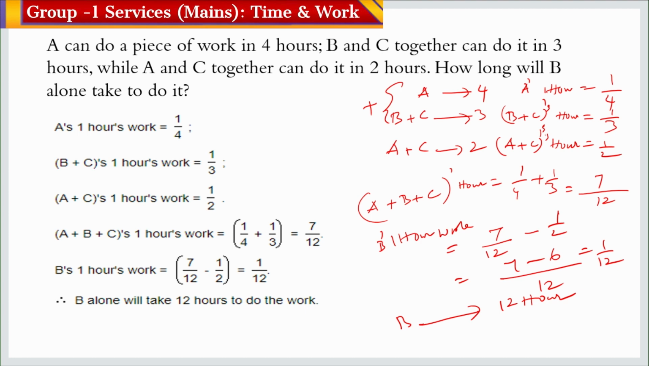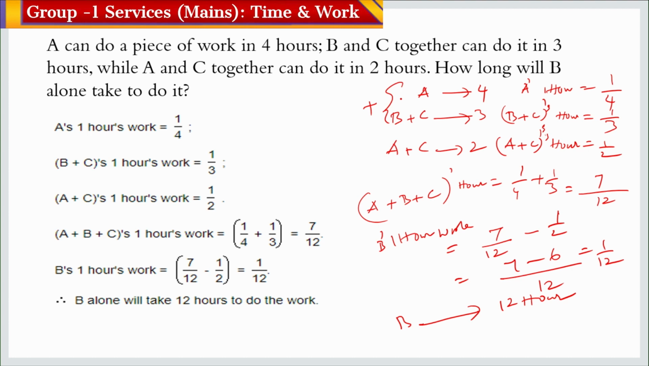B and C can do the work in 3 hours, means B plus C's 1 hour work is 1 by 3. A plus C can do the work in 2 hours, means A and C together in 1 hour do 1 by 2. So, A plus B plus C means here you have to add these two, that is 1 by 4 plus 1 by 3, which is 7 by 12.